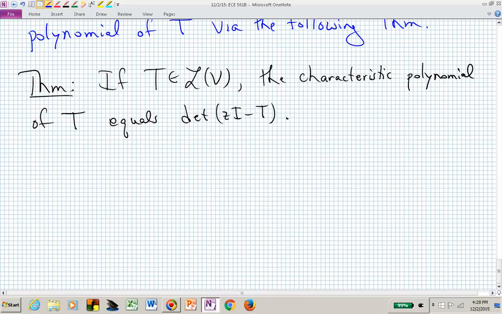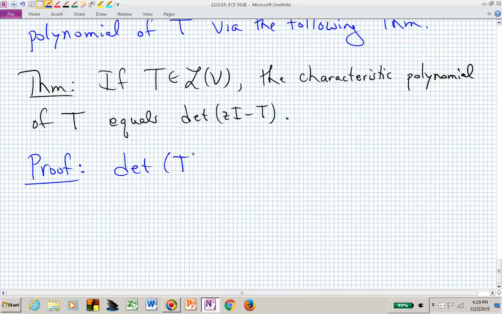So now if you can compute the determinant of a matrix, you put in this variable z scaling the identity matrix and you compute the determinant of zI minus t, which involves this variable z, and that will give you the characteristic polynomial of the linear operator t. That's what this theorem is stating. And now we can basically prove that using the fact that we just examined or justified in the previous screen.